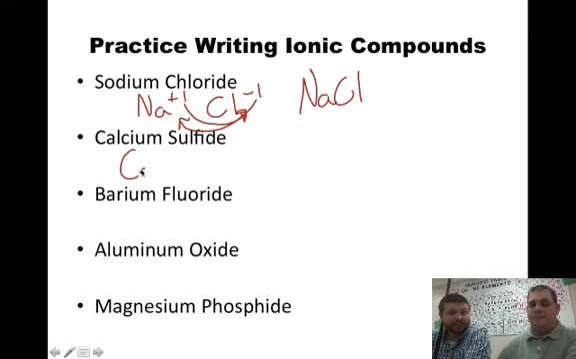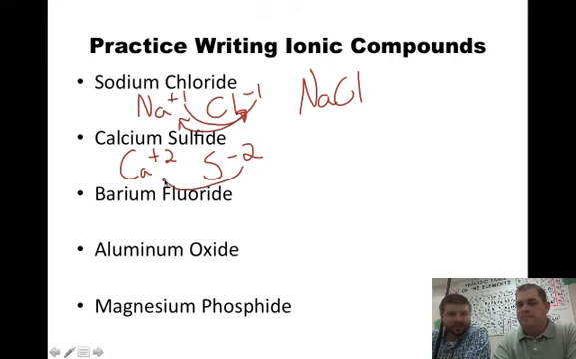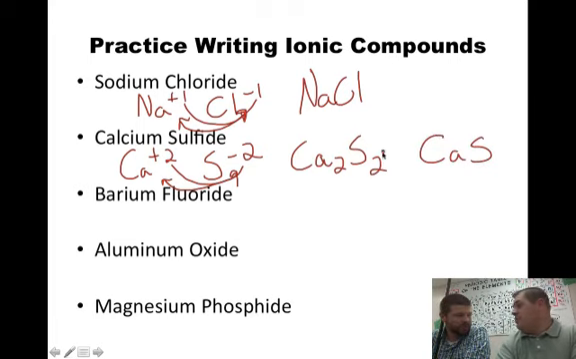And now calcium, which is +2, and then sulfur is -2. Remember, it's not going to look like sulfur, it's going to be sulfide, because I added an IDE ending. This 2 will go down there, and that 2 will go down there, so it'll be Ca2S2. However, when both subscripts are divisible by a common number, I can divide both by 2 and get CaS. There's no need for subscripts unless they can't be simplified.